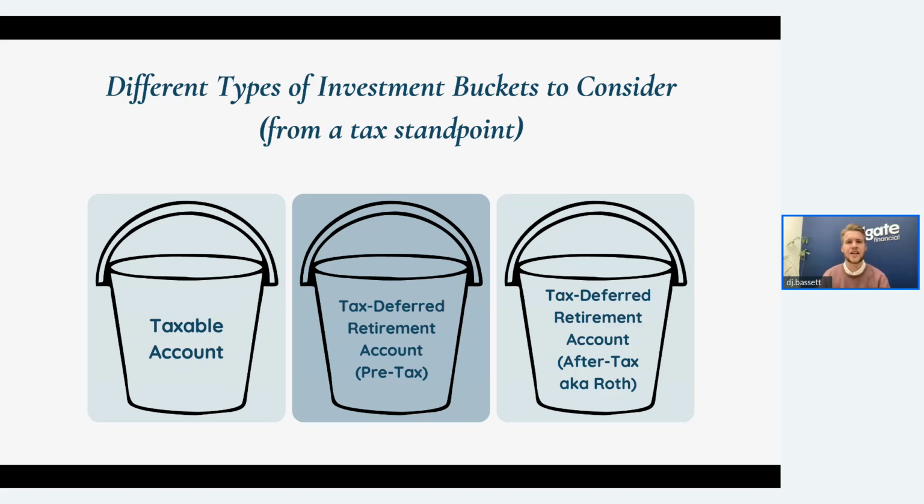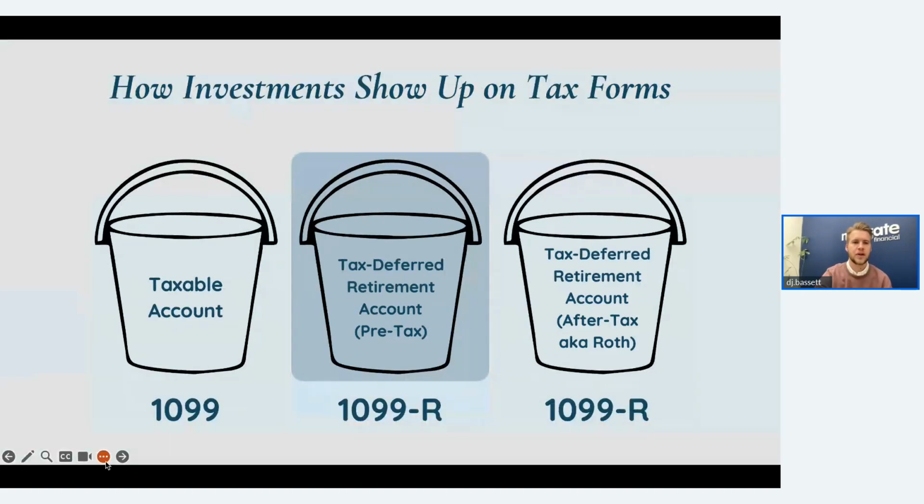When it comes to these three different buckets, you have different tax forms related to them, because from a tax standpoint, they are treated differently. For the taxable accounts, it's pretty simple. You'll see that for taxable accounts, you have the 1099, and for tax deferred, whether they're pre-tax or after tax, you have a 1099-R.